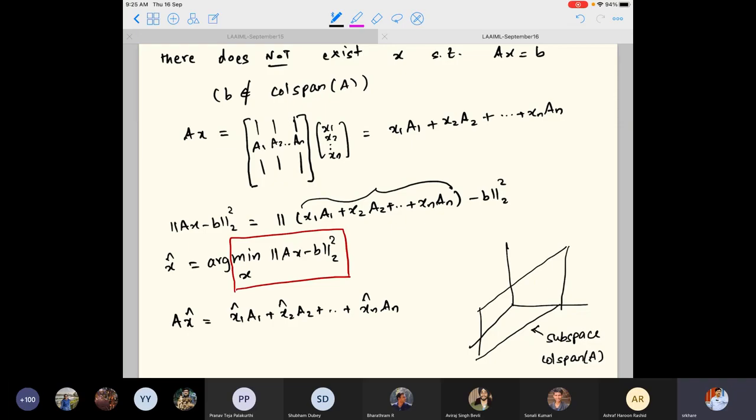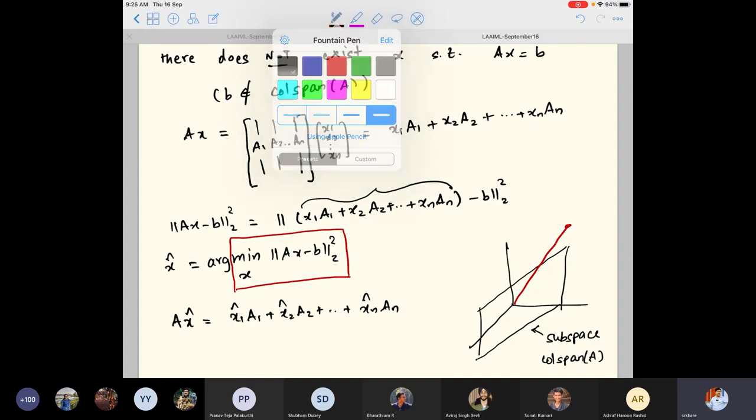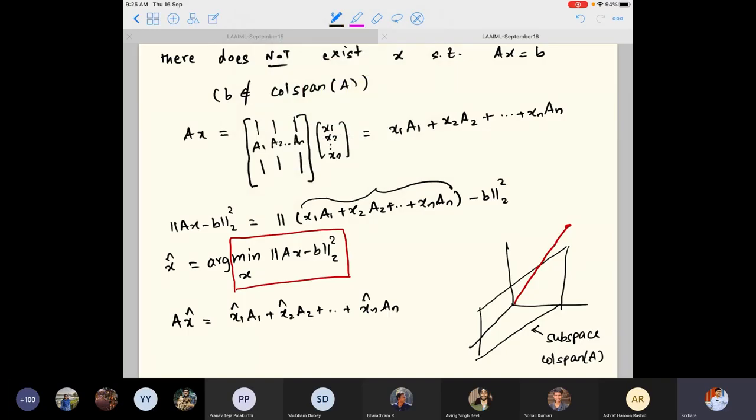So suppose you accept that this is a plane passing through the origin, then how is the vector B looking? The vector B is looking like this. This vector B is outside this plane, so you cannot write B as a linear combination of columns of A. But on this plane, which is nothing but the linear span of A, you are finding that linear combination of columns of A, meaning that vector in the subspace column span of A, which is closest to the vector B.